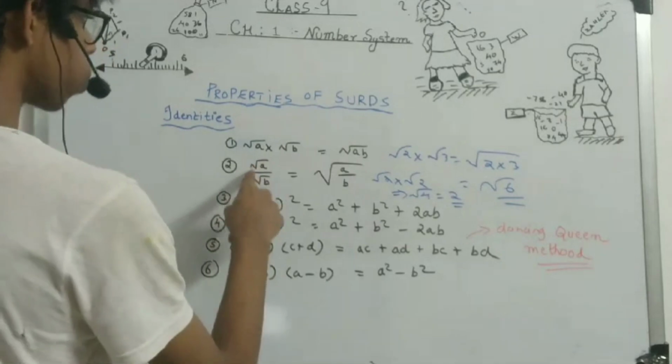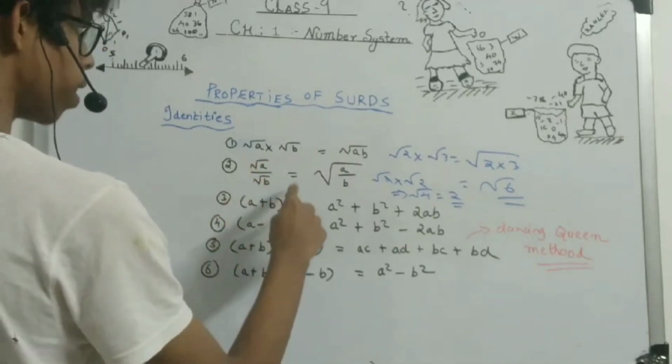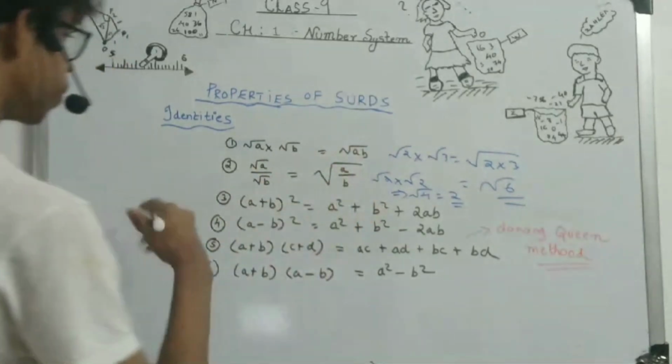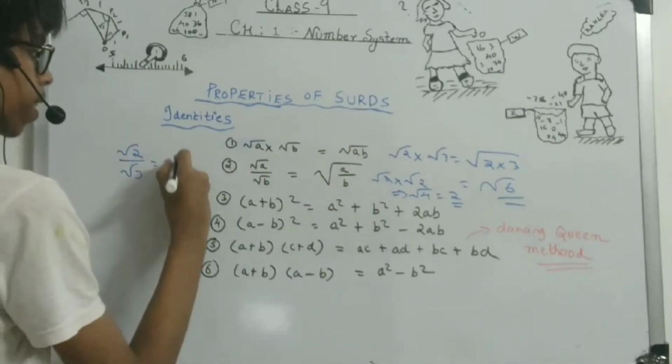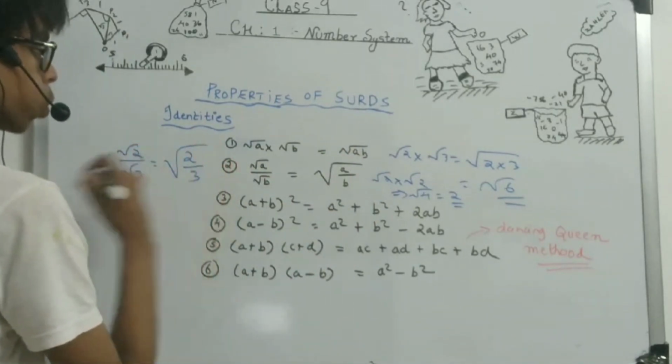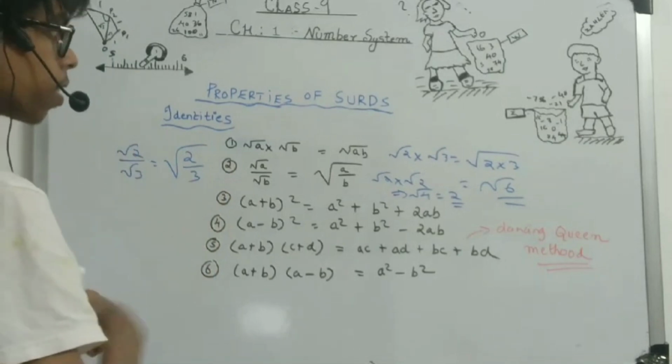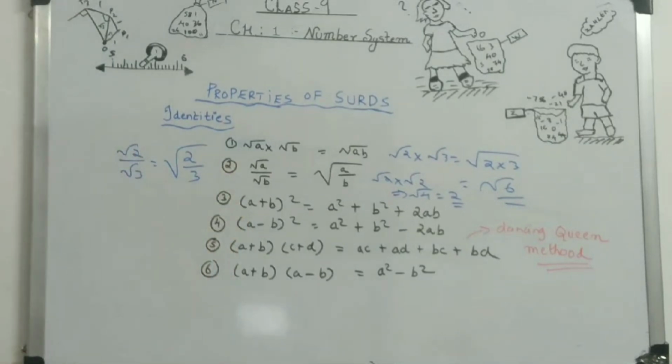Okay, then the second identity is root a divided by root of b is equal to the whole root of a by b. For example, if I say root 2 divided by root 3, we can write it as the whole root of 2 by 3. Okay, this is your second identity.